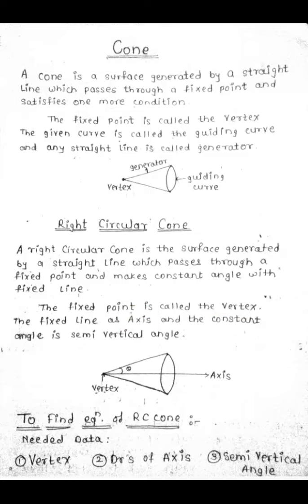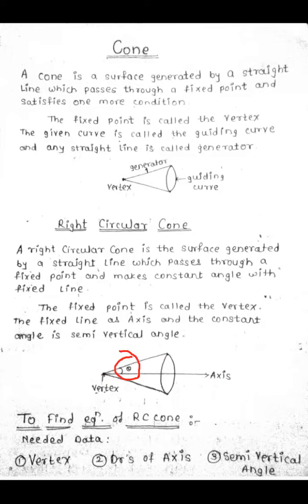Now look at the figure here. This is the vertex, and the one straight line which passes through the vertex is called the axis. Any other straight line is generally called a moving straight line. It is called a generator, which is moving around the axis. And the angle between these two straight lines is called the semi-vertical angle.